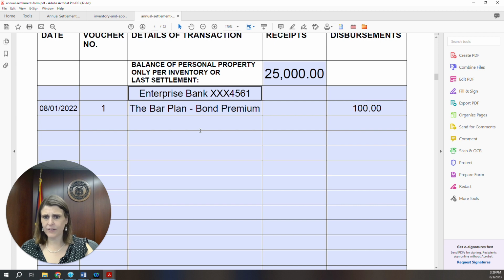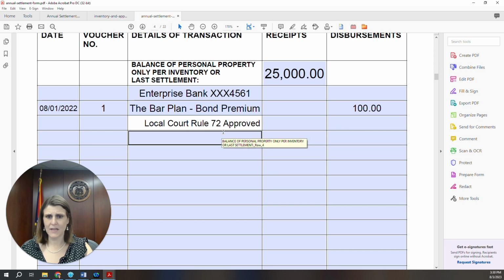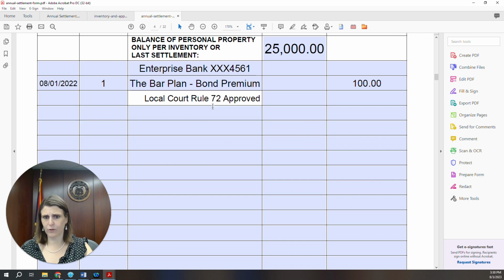Okay, the other thing I want to do is tell the auditor what authority I had. So here I have local court rule 72 approved. Okay, because local court rule 72 says you can pay bond premiums in conservatorships and in supervised estates without approval of the court. Okay, the next transaction I'm going to have, I haven't done much because we just opened the estate. So I just got my interest payment, okay? Interest earned, and we earned $5. And that ends my August statement.